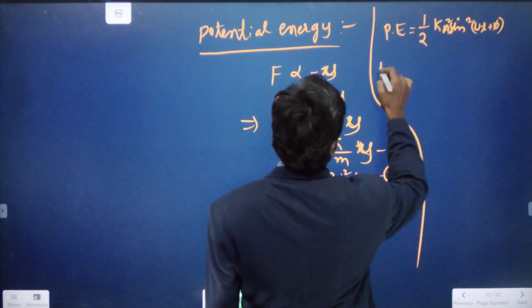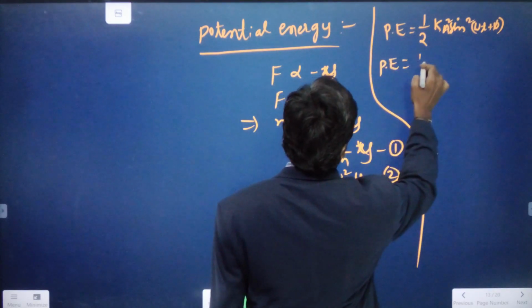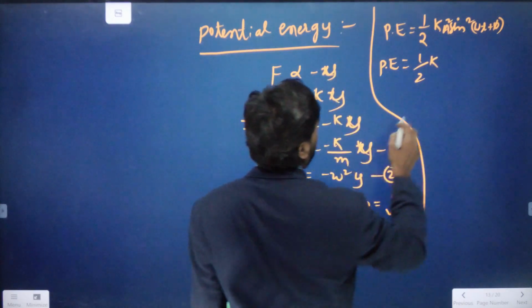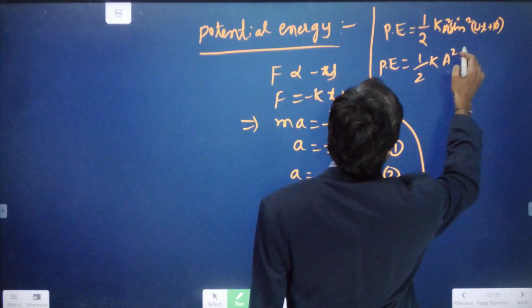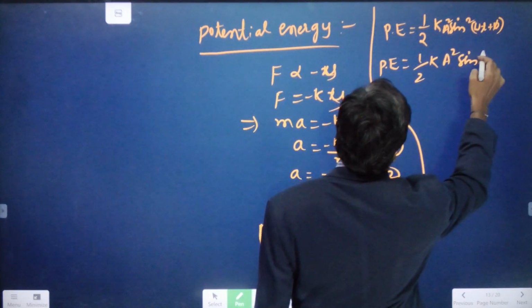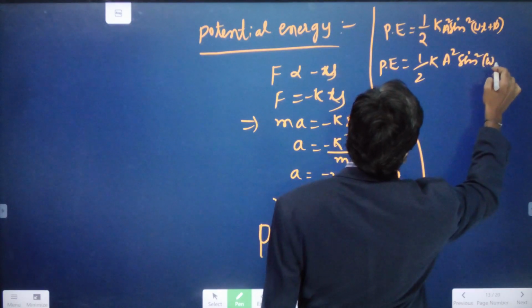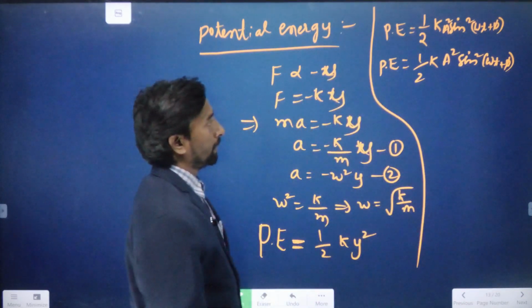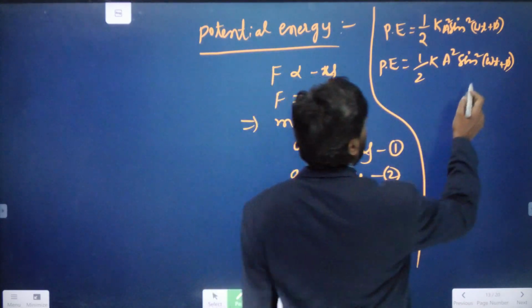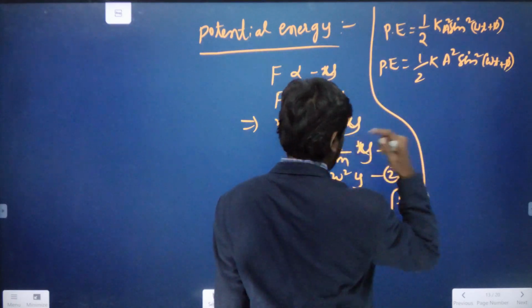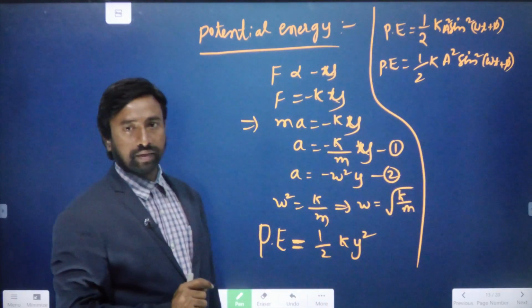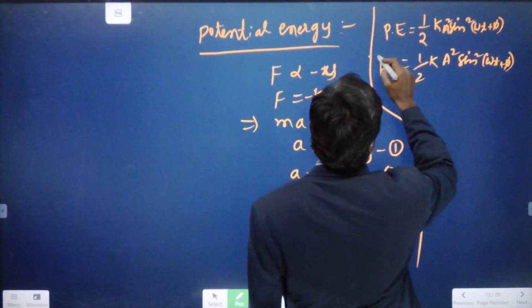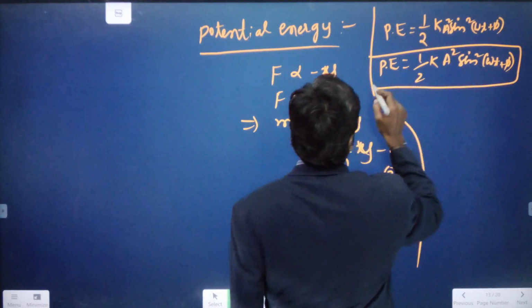Now the potential energy is equal to half into k into a square sine square of omega t plus pi. So from this, again we get half into k y square. This is the potential energy formula.